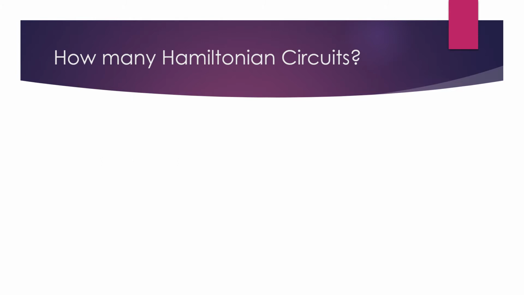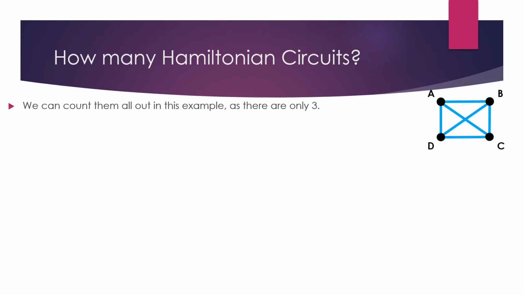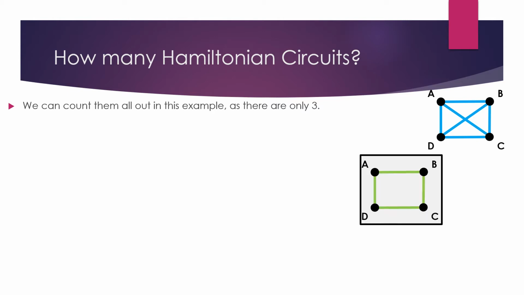So we can then ask the question, how many Hamiltonian circuits are there? Because we know that a complete graph has to have at least one, but how many does it have? So here's our basic example from before. There's actually only 3 of them. So we'll look at the first one. It looks like this. It's A, B, C, D, A. There's several other ways to write it, but we're going to write it that way.